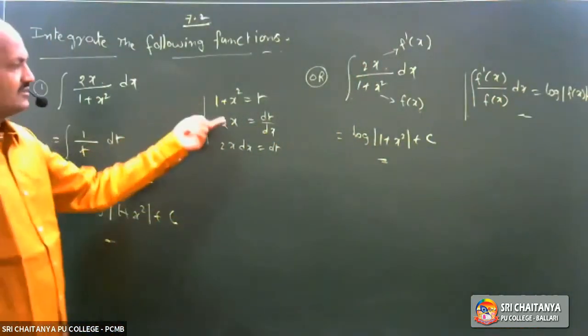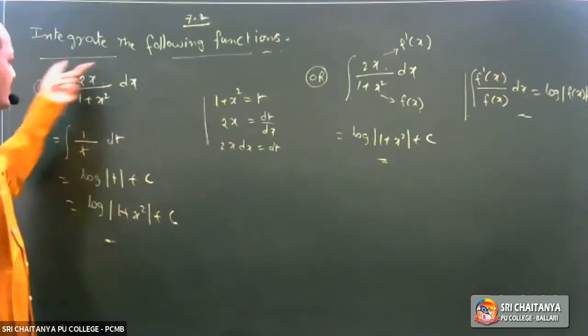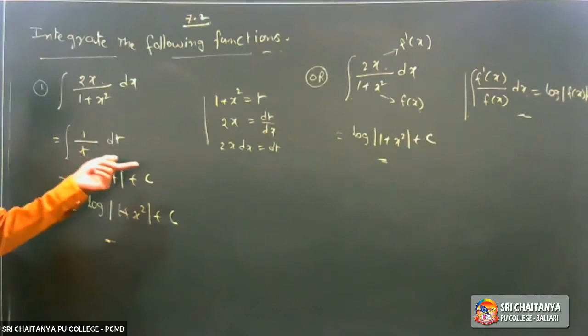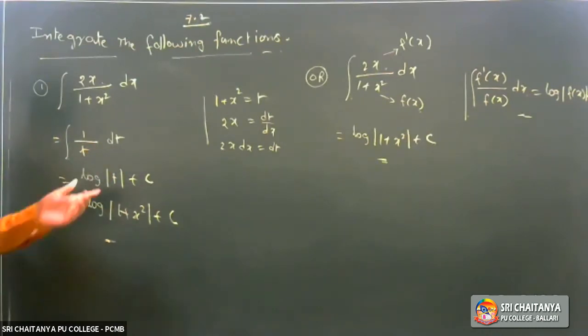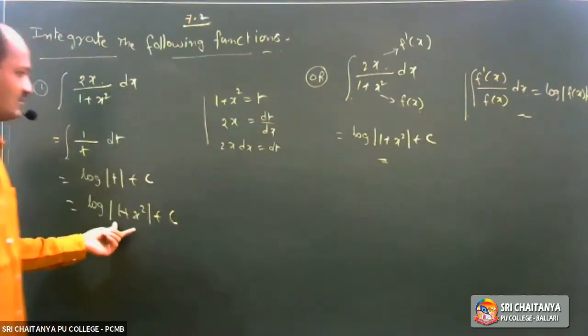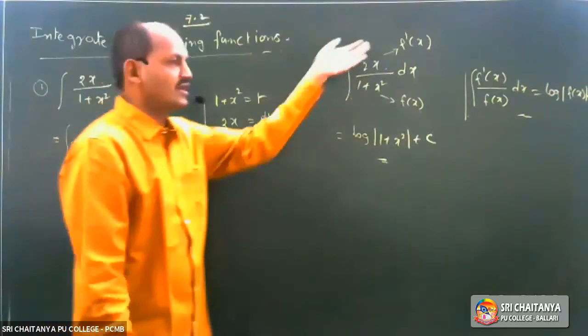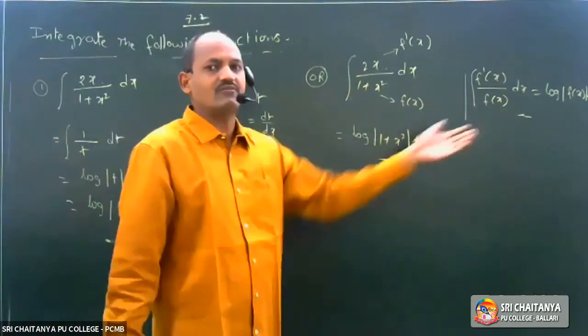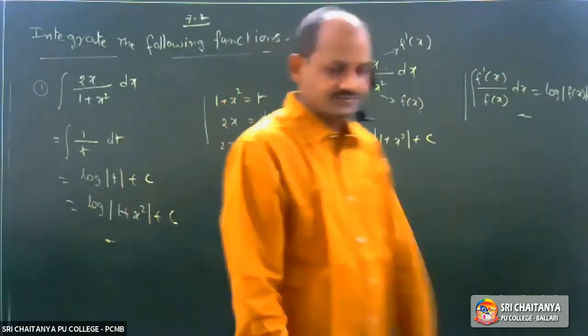In the substitution method, consider the denominator as t, then find the derivative. The numerator dx is equal to dt. Now it is the integral of 1 by t dt, which gives log mod t. The function is in terms of t, so it is log mod t, and again t is equal to 1 plus x square. Directly it is the integral of f dash of x by f of x, which is log mod f of x. Right?